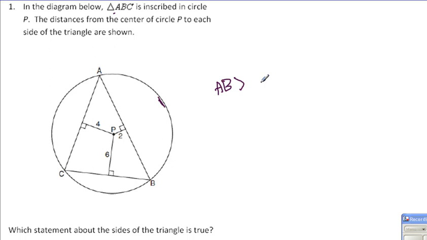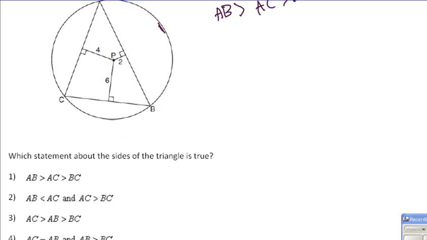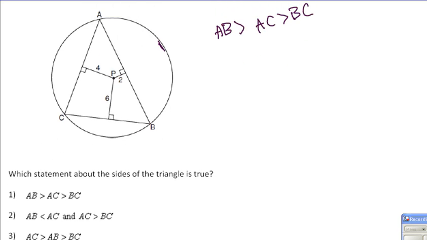Second one must be AC, and then the third one must be BC. Alright, so let's see if anything resembles that. Right, number one. That becomes our answer.